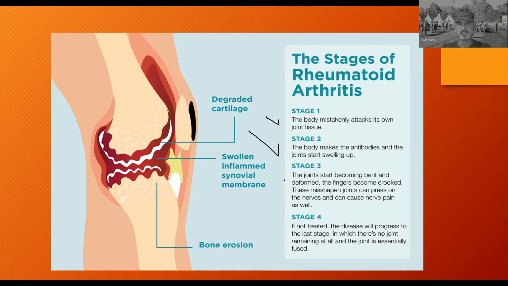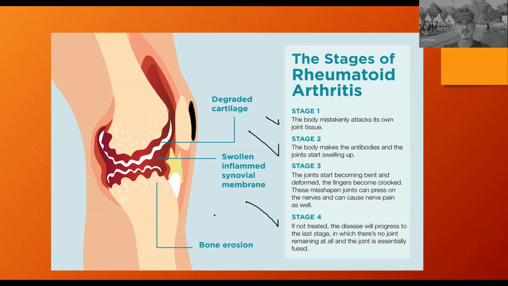The third stage is where you start seeing the fingers kind of turning off to the side, and the joint becomes really misshapen. It also gets really red and swollen. If not treated, you eventually become just bone on bone, which is very crippling.